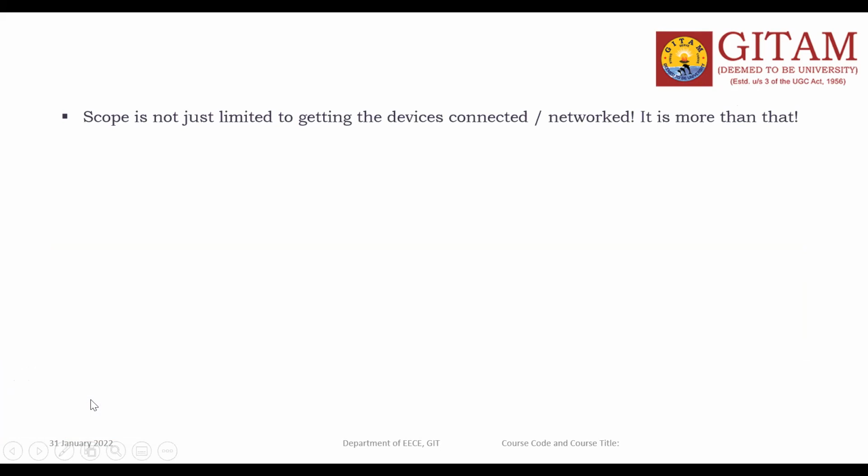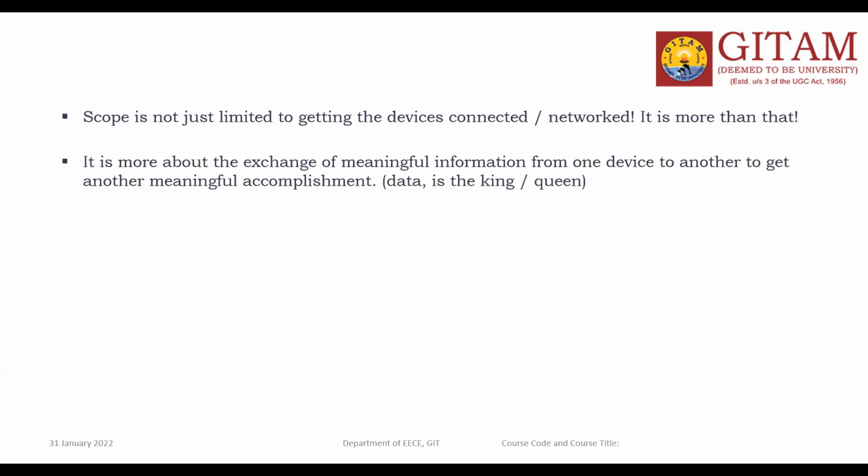One more thing, you can read something like this: the scope is not limited to getting the device connected or networked. It is more than that. It is more about the exchange of meaningful information from one device to the other to get another meaningful accomplishment. So the things in the network can communicate with each other. They can send the data, they can access the data, but the data must be meaningful.